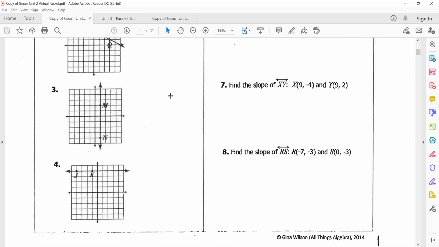One of them is slope of 0. The other is a slope that is undefined. 3 is undefined. That's right. Because it has infinite rise, but 0 run. Four has the opposite, infinite run, but 0 rise. Let me see if I can show you that in another way.